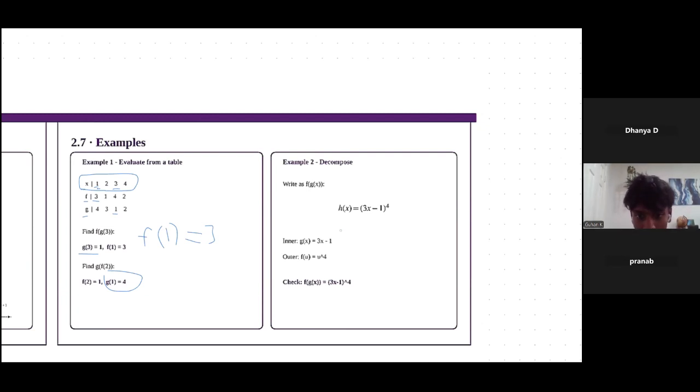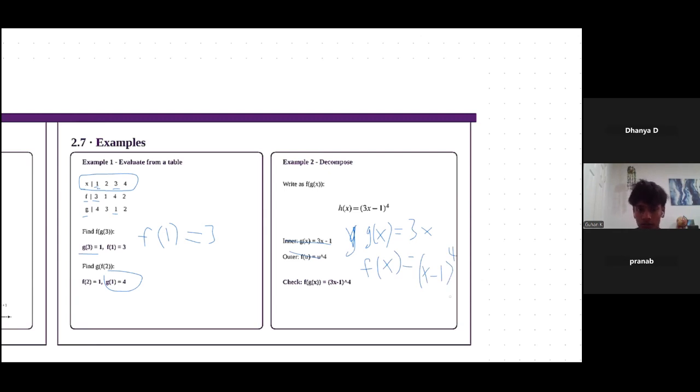So here for 3x minus 1 to the fourth, right? One possibility this could be is, here, I'm going to cross this out for now. One possibility this could be is for f of g of x, we could have g of x equals 3x. And then f of x, which is on the outside, equals x minus 1 to the power of 4. So this would also work. This is one possibility that we could decompose.